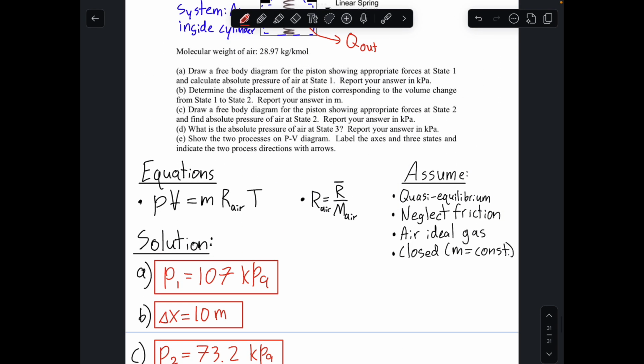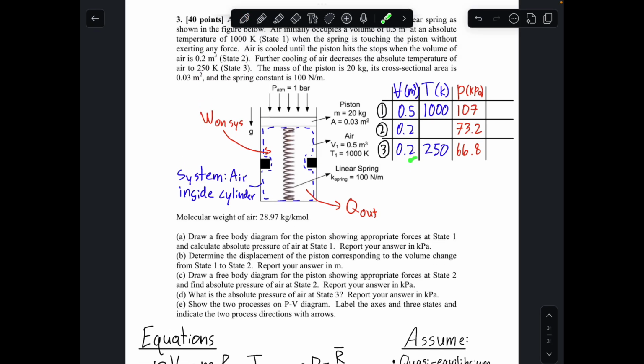Now for point 3, remember we have this constant volume process in going from state 2 to state 3 because the piston is sitting here on top of the stops and it's not moving anymore. So the volume below the piston is the volume of the gas, and this volume will be constant from state 2 to state 3. So we're still at 0.2 cubic meters. And on our graph, that just looks like a vertical line with this V value being constant. So this is called an isochoric process, and it will look something like this.